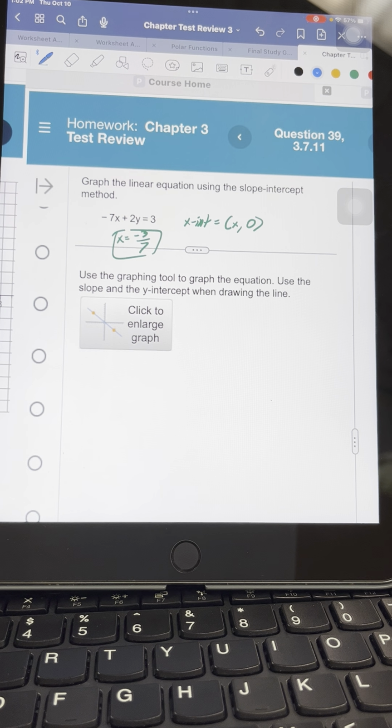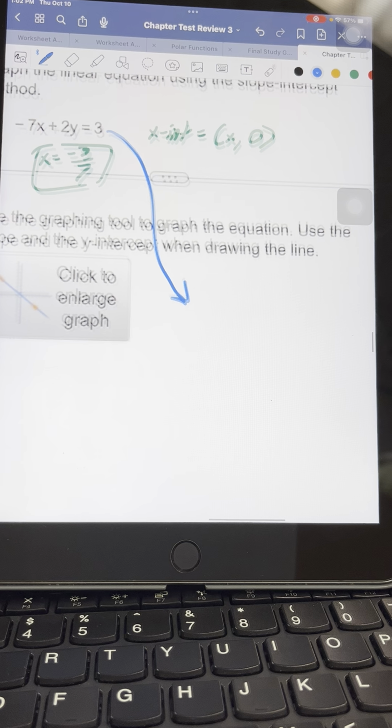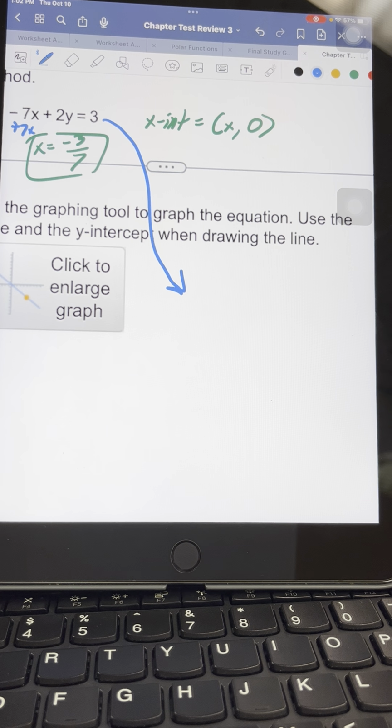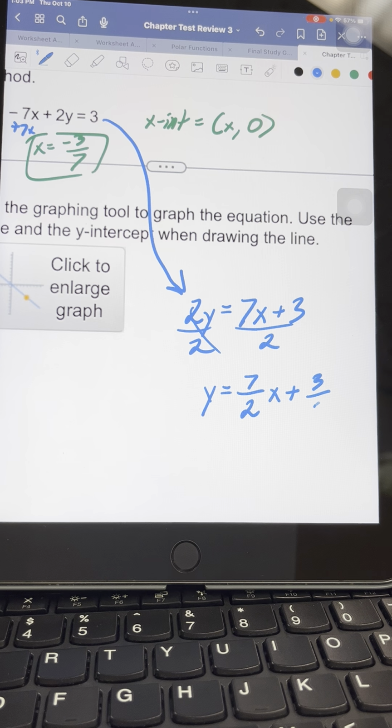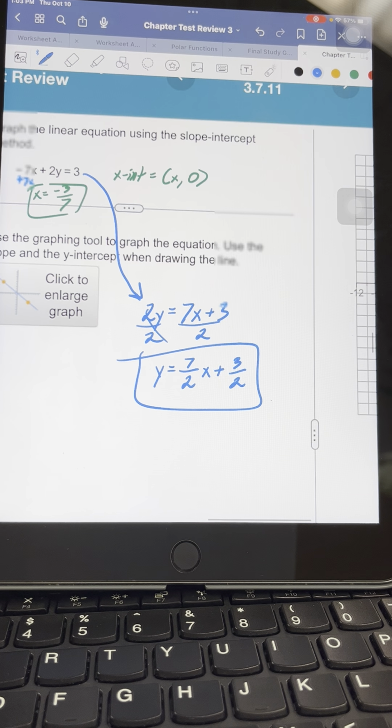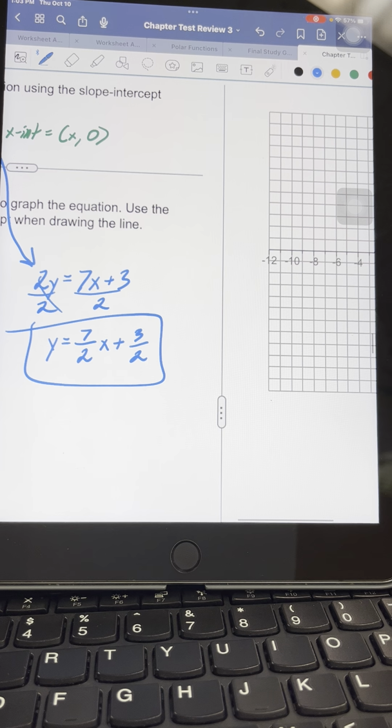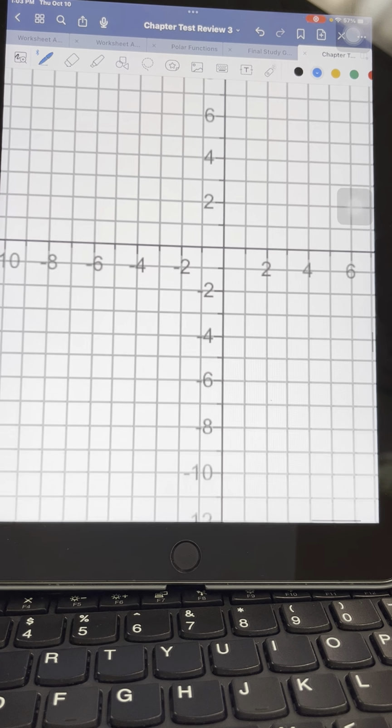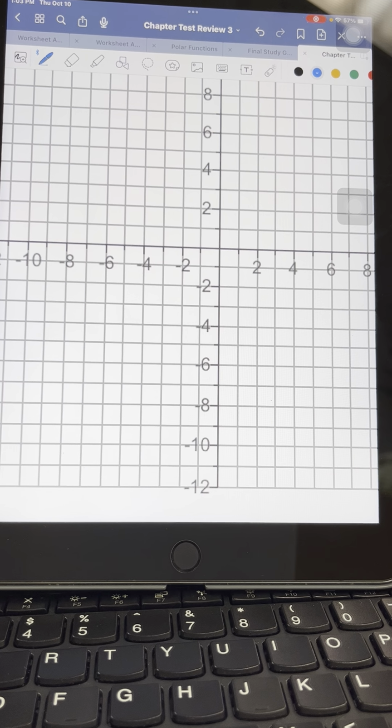We're going to add the 7x. So we're going to have 2y equals 7x plus 3. Divide by 2. So we're going to have y equals 7 over 2x plus 3 over 2. Now this is a little bit easier because we know 3 over 2 is 1.5. So if this is 1 over here, around here will be 1.5.